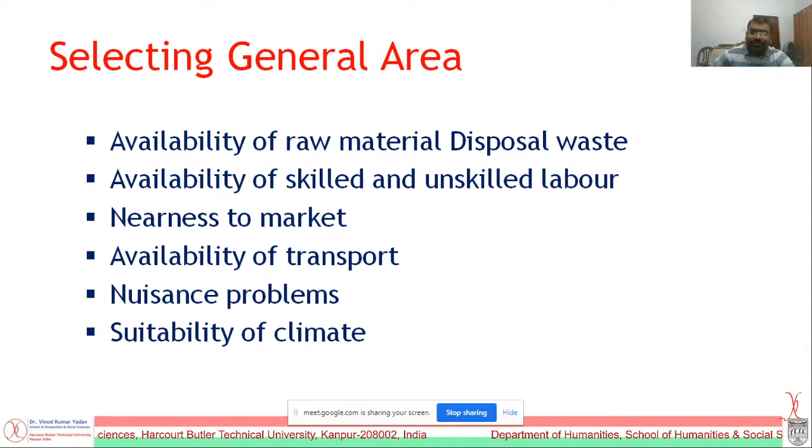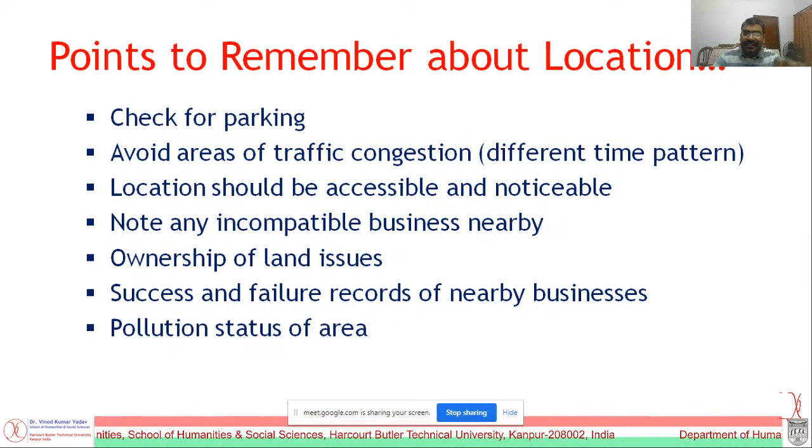Selecting the general area, there are some points which you must understand. We have already discussed these things: raw material availability, skilled and unskilled labor, nearness to market, transport, stability of the climate, and this point I think is very important, nuisance problems. Sometimes you establish a firm, and you may observe that some nuisance activities start coming to the surface. So this is a hidden factor which is concerned with the health of the locality. So one must understand these issues.